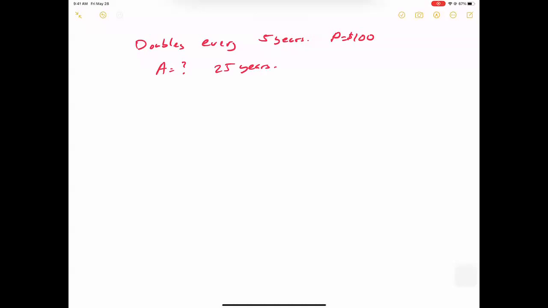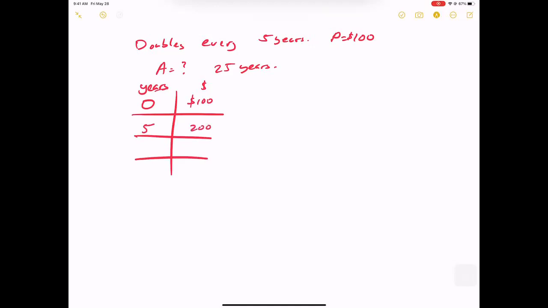Well, if we're doubling, are you okay with doubling? So we can write it down as my first year. Here's my initial, right? Here's our years. And this is how much money we have. So let's just create a table. Nothing super fancy. So at 0 years, we have $100. At 5 years later, we have 200 because we're doubling. At 10 years, we have 400. At 15 years, we have 800. At 20 years, we have 1600.